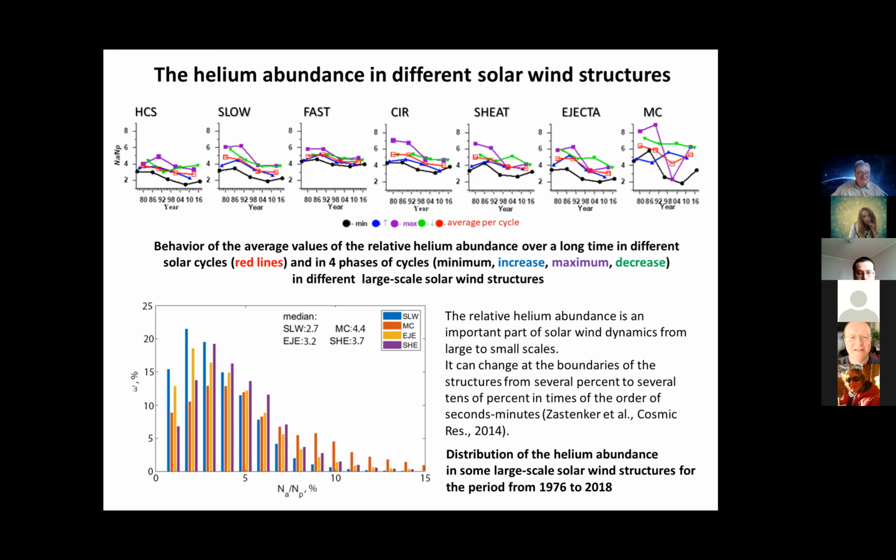It can be seen that the median values of the helium abundance in magnetic clouds and sheaths are higher than in other structures. In addition, the probability that the helium abundance will exceed 5% increases significantly for magnetic clouds and the compression region before them. In general, helium reflects well the large-scale dynamics of the solar wind, and it also reflects small-scale dynamics.